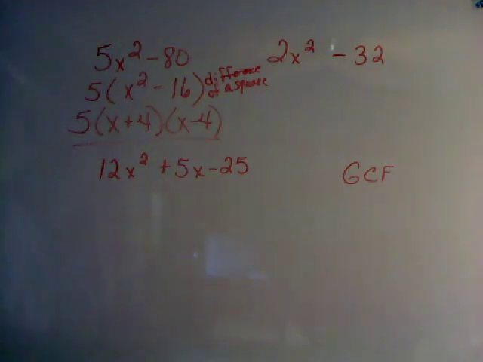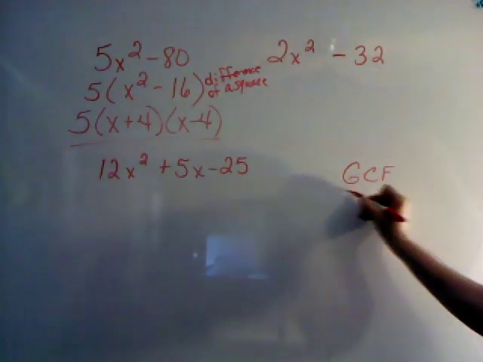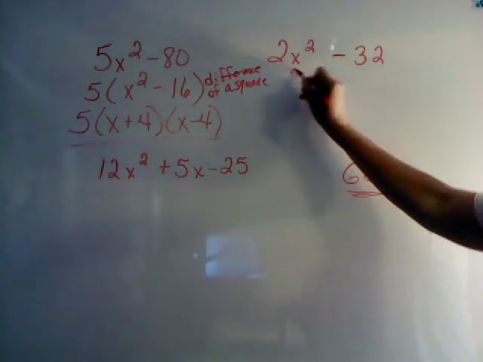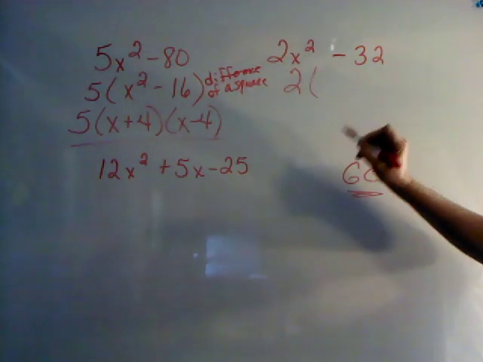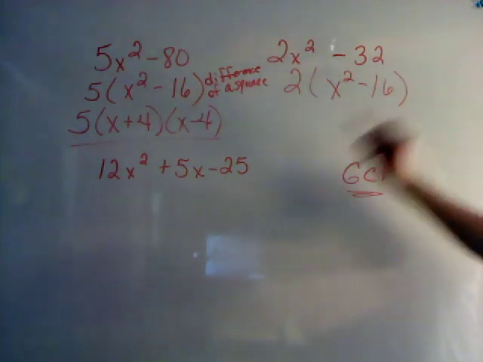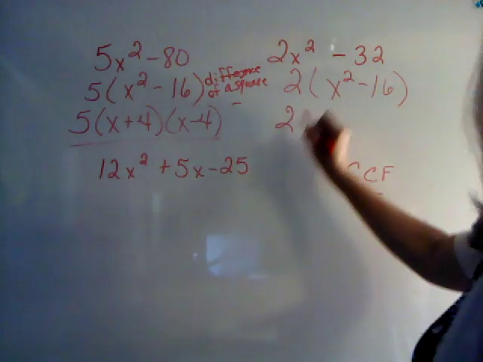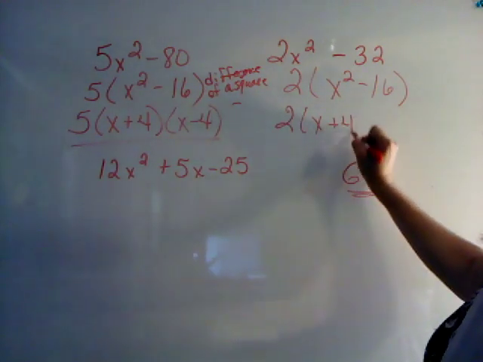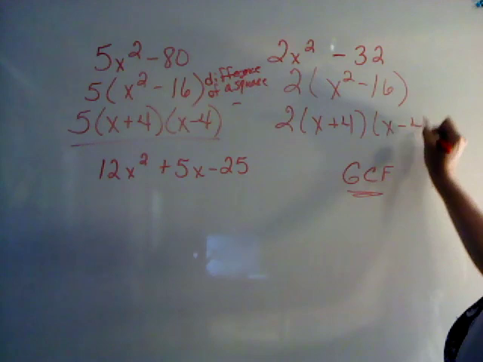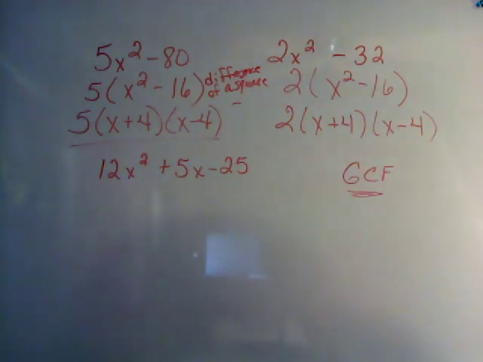Alright, let's move over to this polynomial. And again, the first thing I see is that I can factor out the greatest common factor, which is 2, leaving me with x squared minus 16. Again, I have a difference of a square, which would be 2 times x plus 4 times x minus 4. So now I have factored this polynomial completely.